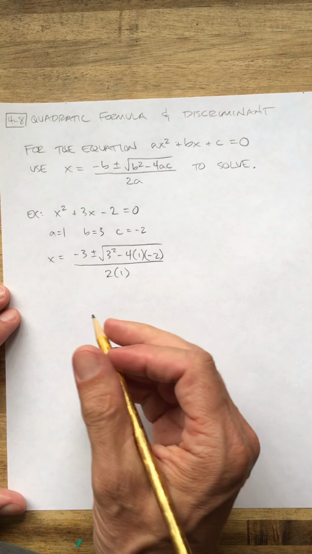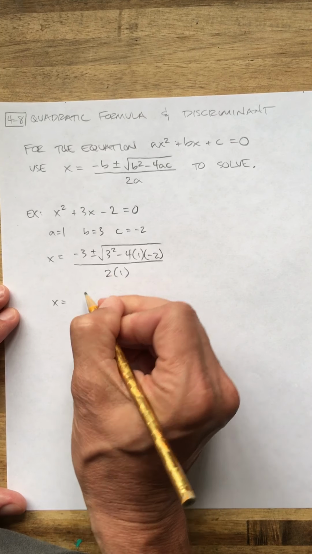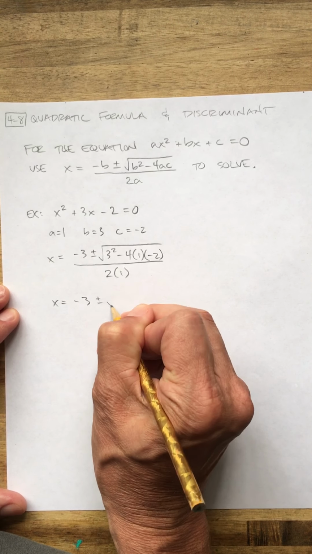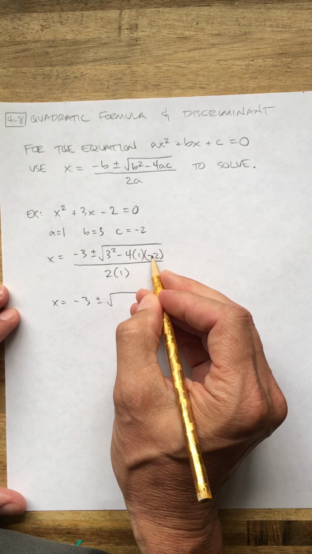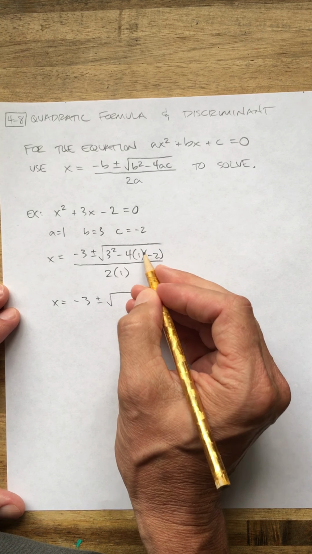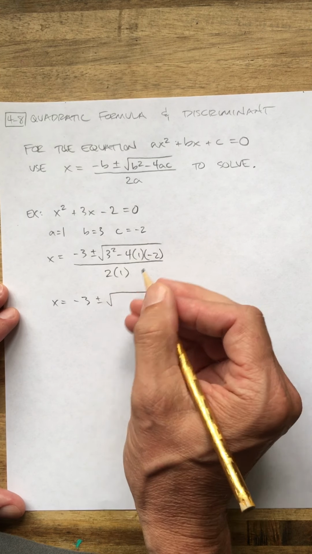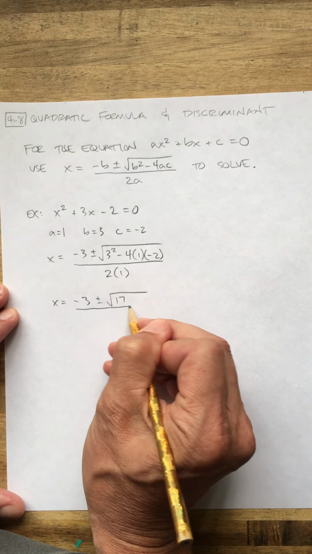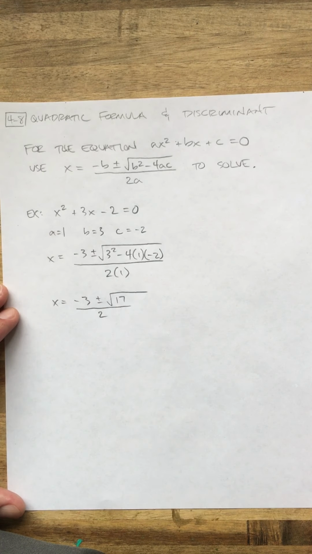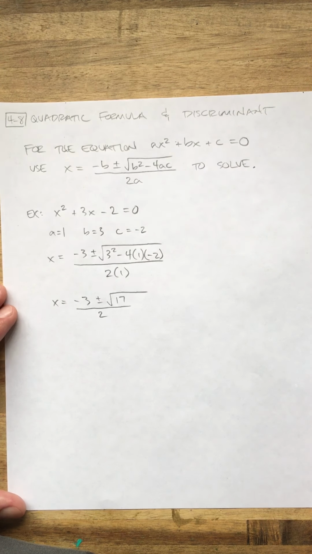All right, so let's simplify this. X equals negative 3 plus or minus the square root of, now, negative 4 times 1 times negative 2 is 8, okay? So we have 9 plus 8 is 17, okay? All over 2. And there is our solution, okay?